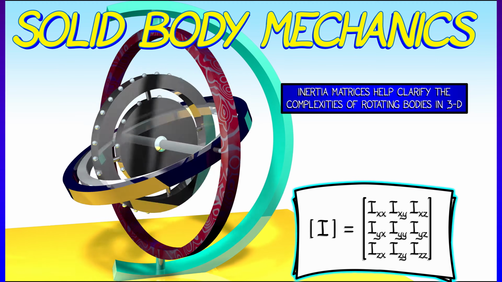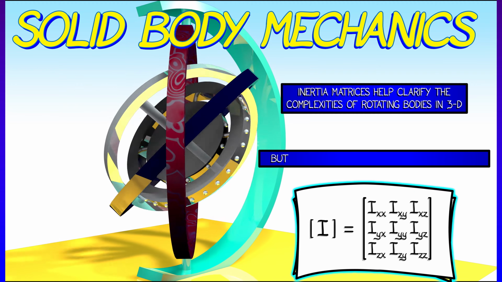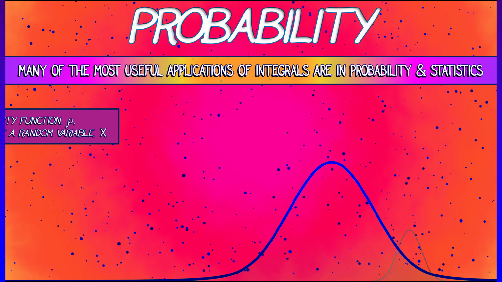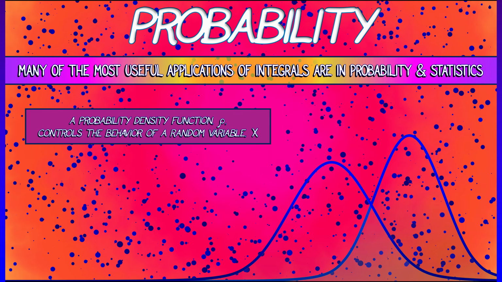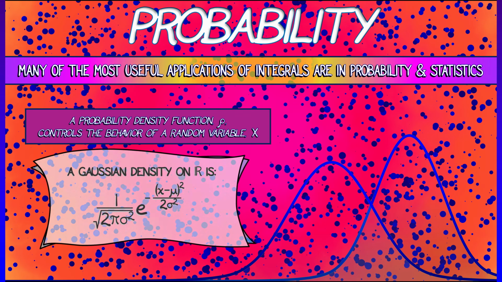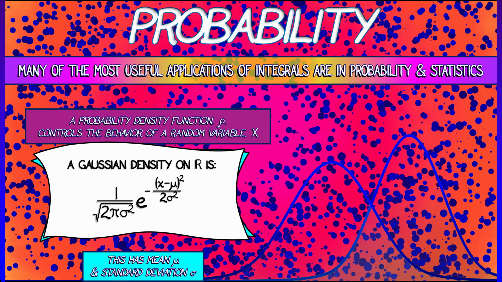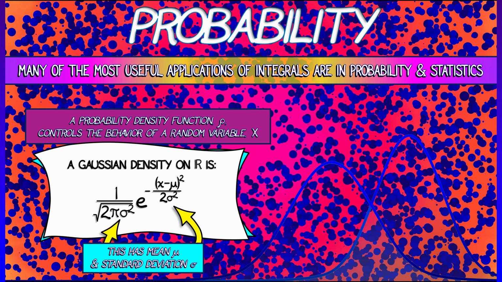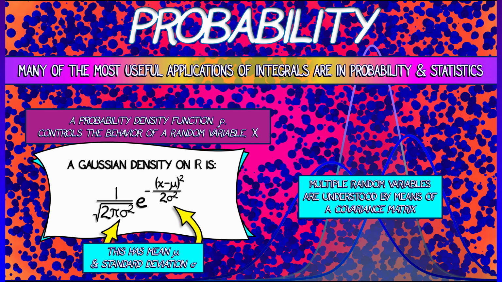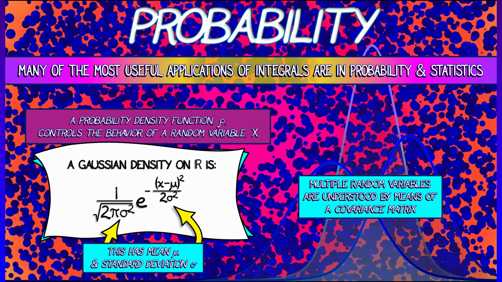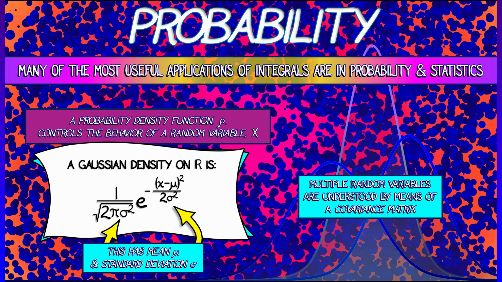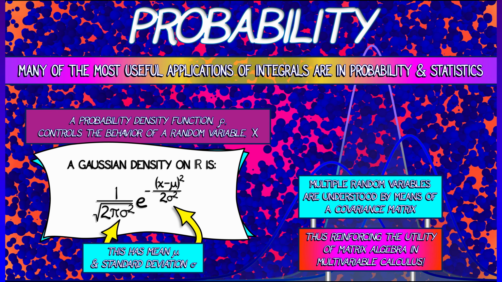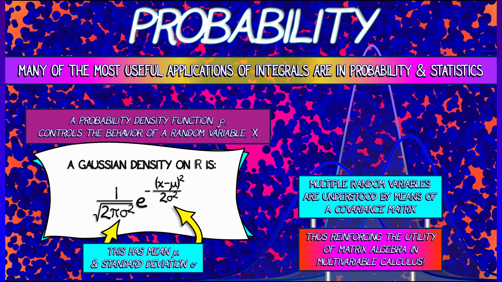But there's going to be more than 3D when we turn to applications in probability, where many of the most useful applications of integrals reside. We're going to leverage what we know about probability density functions in one dimension, such as Gaussians. We're going to be able to extend notions such as mean and standard deviation to the higher dimensional setting, where we have multiple random variables. And we're going to keep track of all of those random variables, again, using that wonderful tool of matrix algebra.